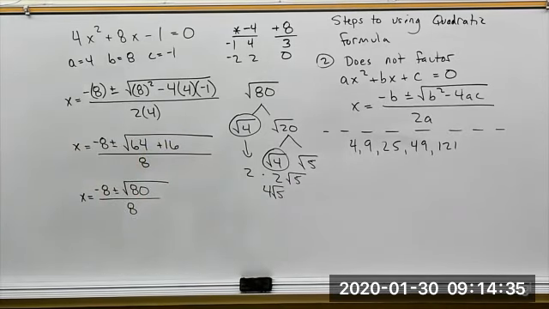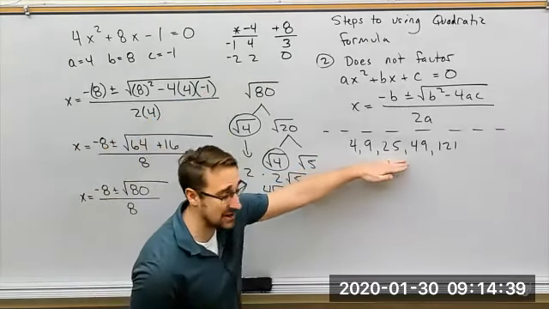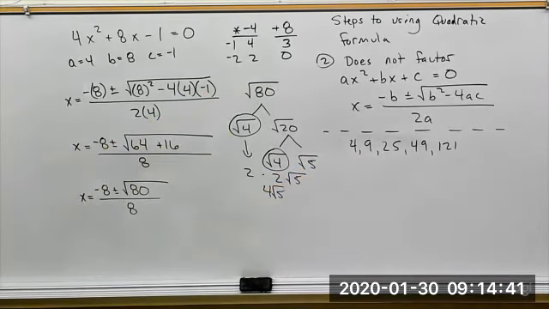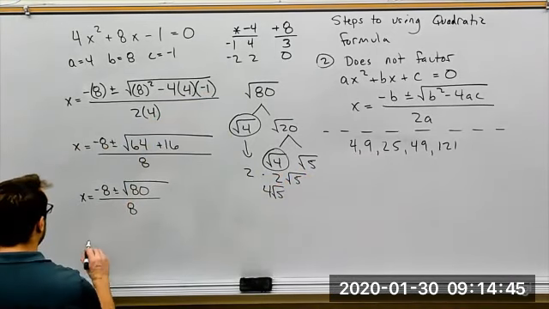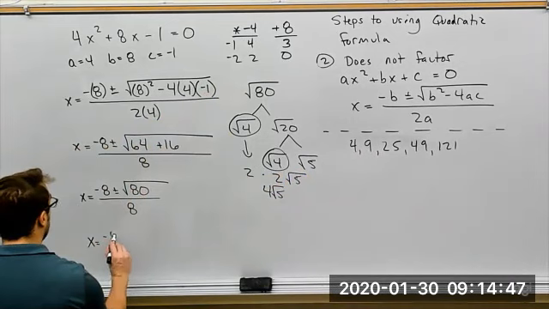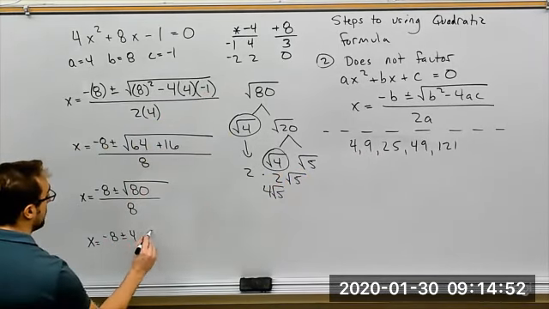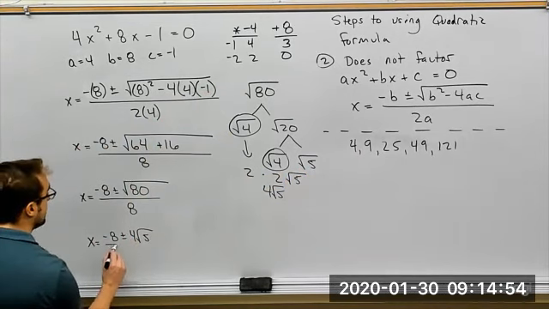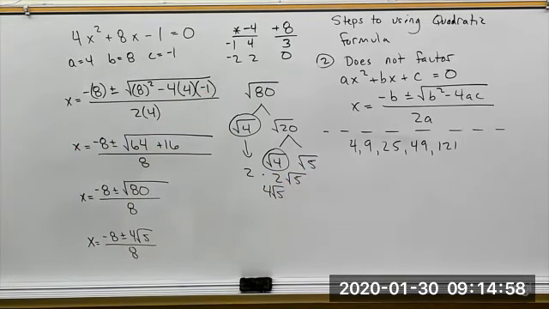All right, and as you practice, as you go through this, you will get so much better at it. So keep on practicing. All right, so let's replace it. We get x equals negative 8 plus or minus 4 square roots of 5. 4 square roots of 5 is the same thing as the square root of 80. We simplified that square root.